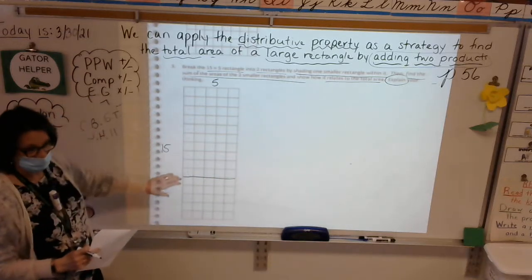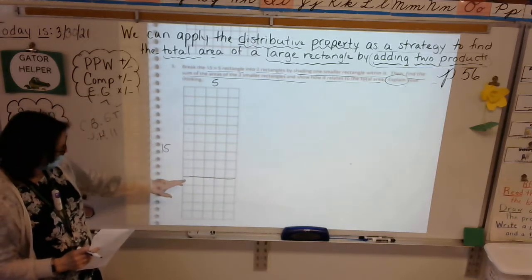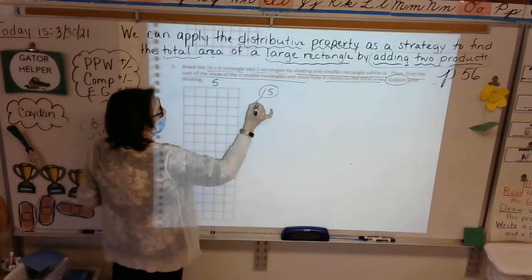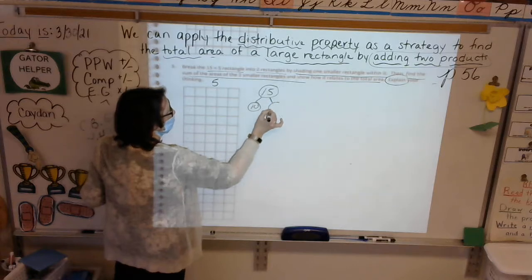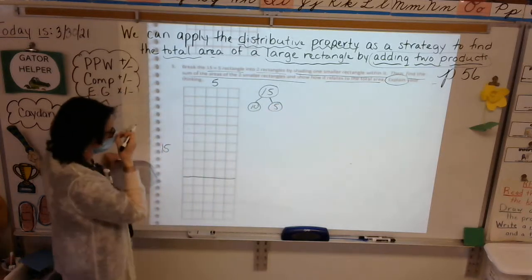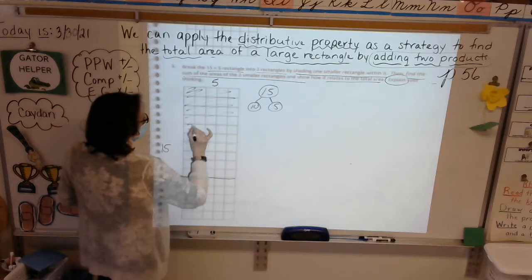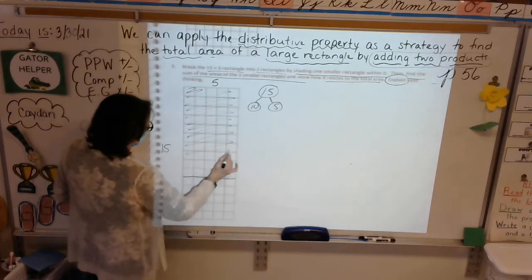So if this is 10, what should we have below it? We should have 5. Because why? If we decompose 15, one part is 10, the other part will be 5. And then shade it. Don't shade it real dark. You don't have to shade it completely, but we'll shade that.